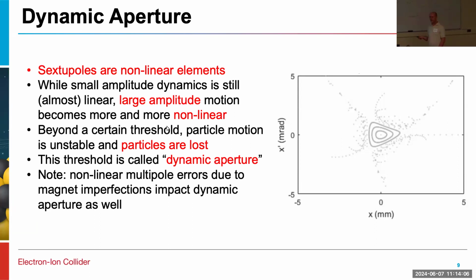It's very important in the machine. So basically, it has the same function as if you had a collimator there. You cannot have particles stably moving outside this trajectory here. So it limits my available space in the machine.